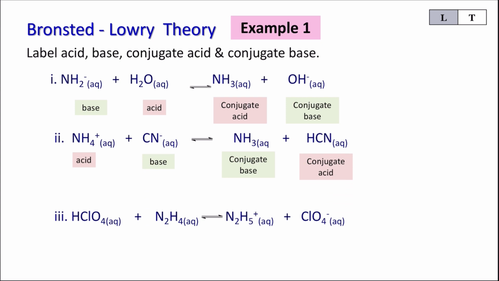Seterusnya kita ada 3 Roman, HClO4 dia couple dengan ClO4 minus. So ini adalah acid sebab dia lose proton jadi ClO4 minus. So kita akan label this one acid, this one conjugate base. And then automatically coupling yang lagi satu bahagian reactant akan jadi base untuk N2H4 dan di sini akan jadi conjugate acid. So mudah sahaja untuk kita faham.